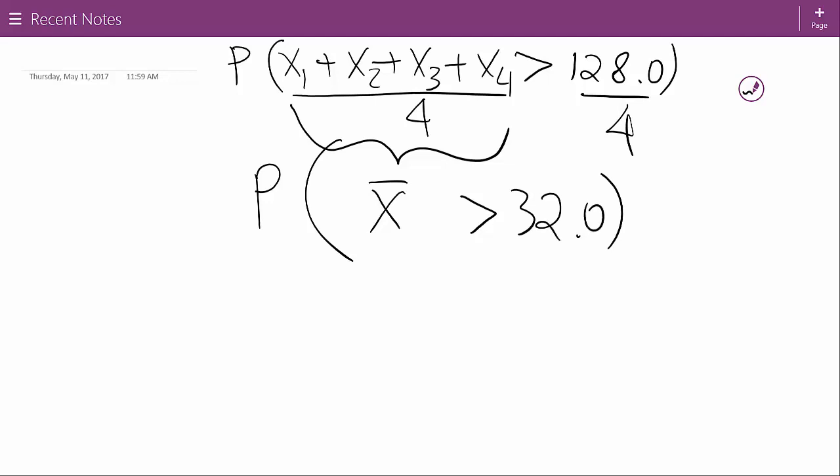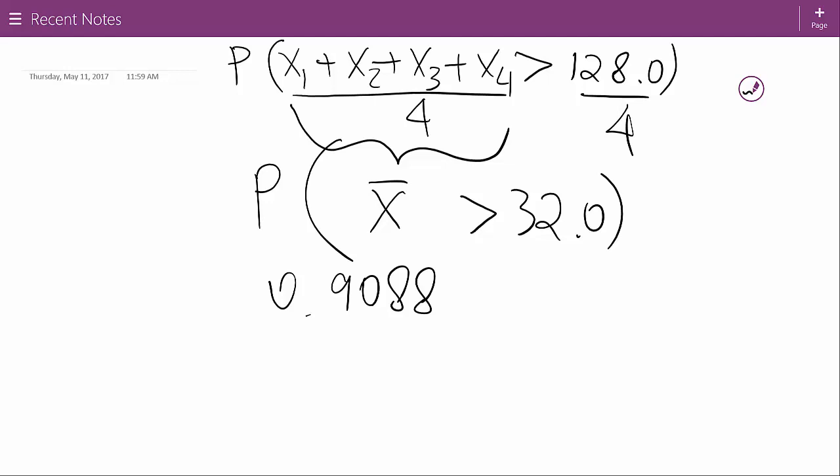So essentially, it's the same exact problem as we just addressed, right? What's the likelihood that the average is greater than 32? We found that already. I believe it's 0.9088, okay? So that's one way how you can easily convert the problem about totals into the problem about averages, okay?